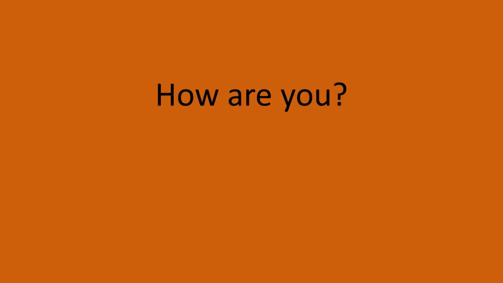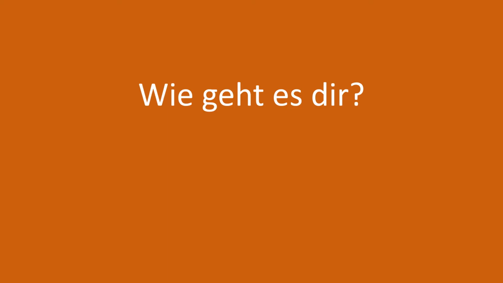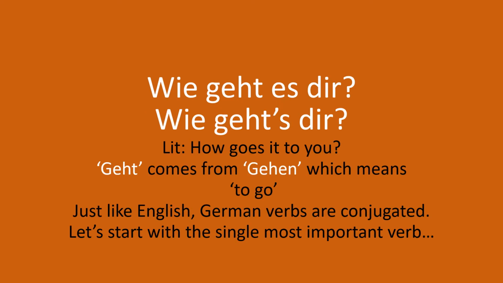To say how are you, we say Wie geht es dir? Here we have our first pronunciation tip. The W in German is pronounced as a V. Wie geht es dir? Or simply, wie geht's dir?